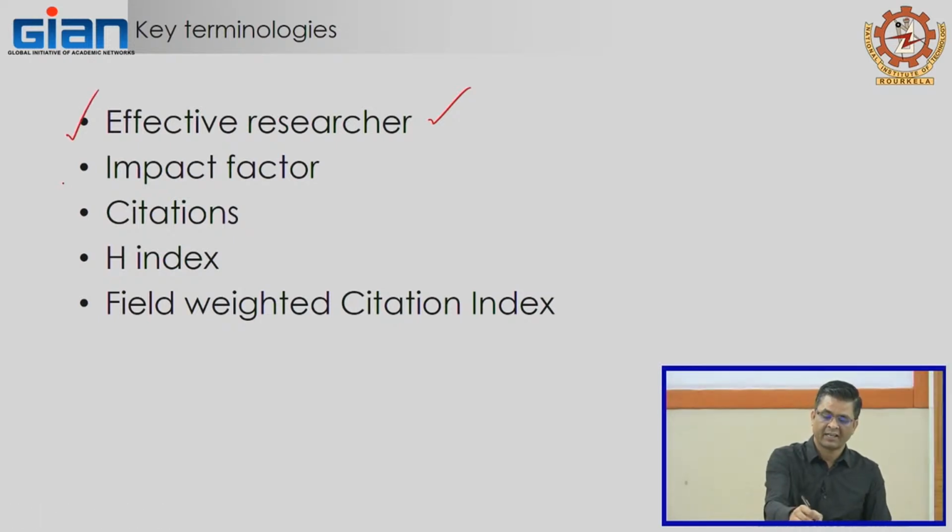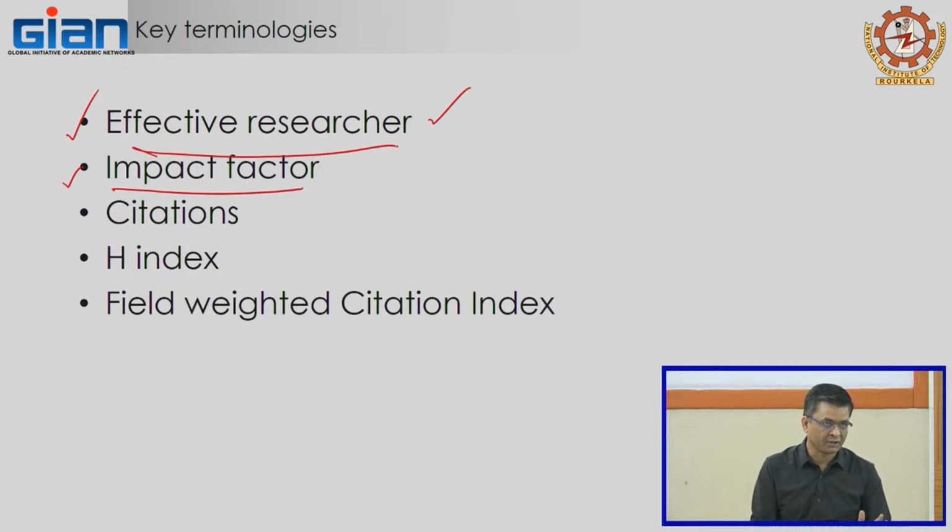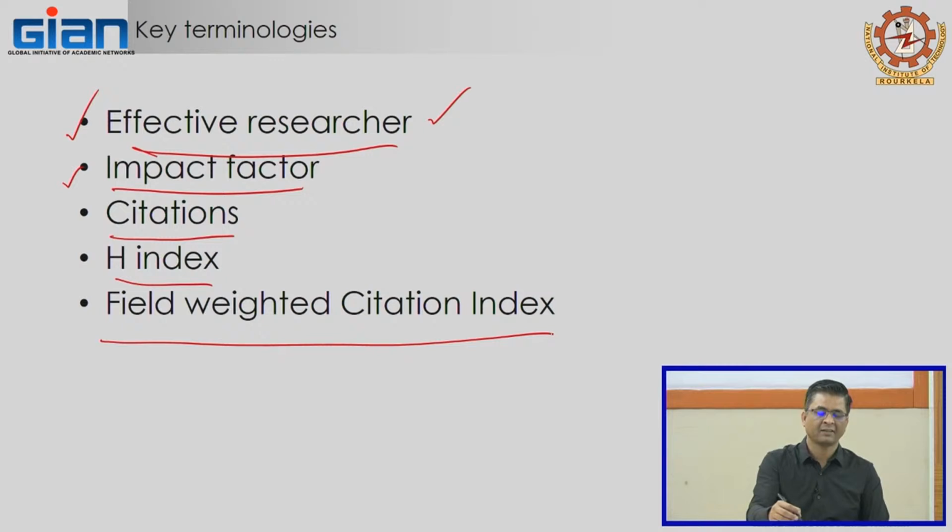Second one, how many of you know about impact factor? Impact factor is of a journal, right? Citation, number of times cited. H index, field weighted citation impact, right? So these are some of the parameters you see whenever it comes to the publication domain, right?